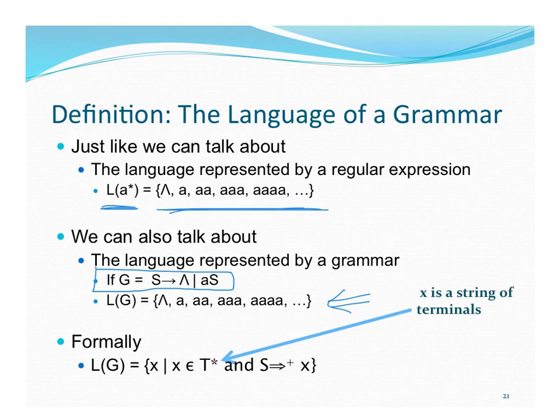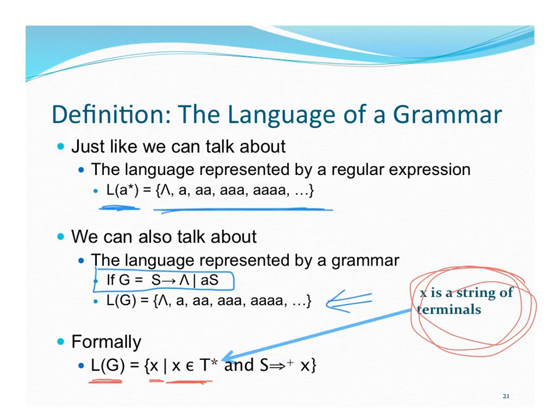And formally, what is the language of a grammar? Well, the language of a grammar is just the set of all strings X such that X is in capital T star. What was T? T was our terminal. So this just says X is a string of terminals, and it's possible to get from our start symbol to X in 1 or more steps, right? So it just says the language of a grammar is all the strings that grammar can produce. It's exactly what you would think the definition of the language of a grammar would be.